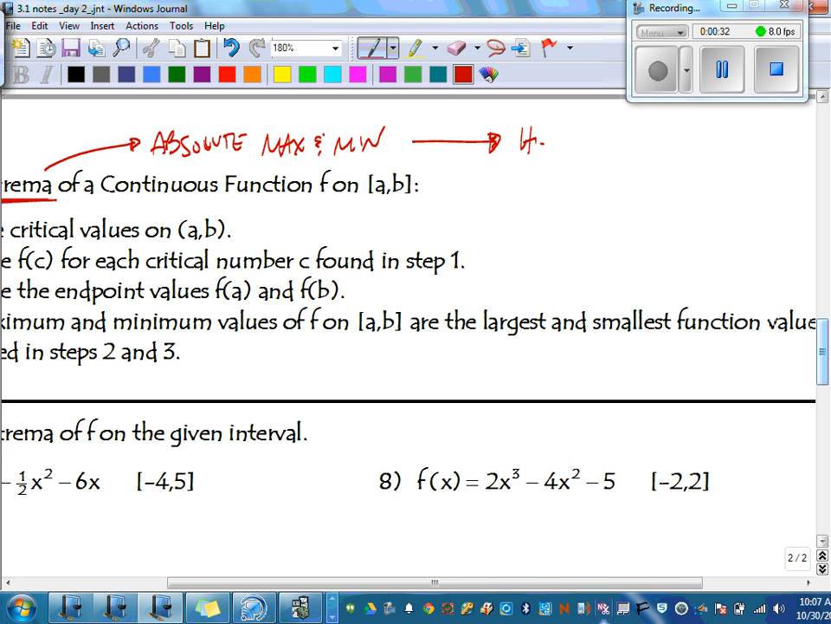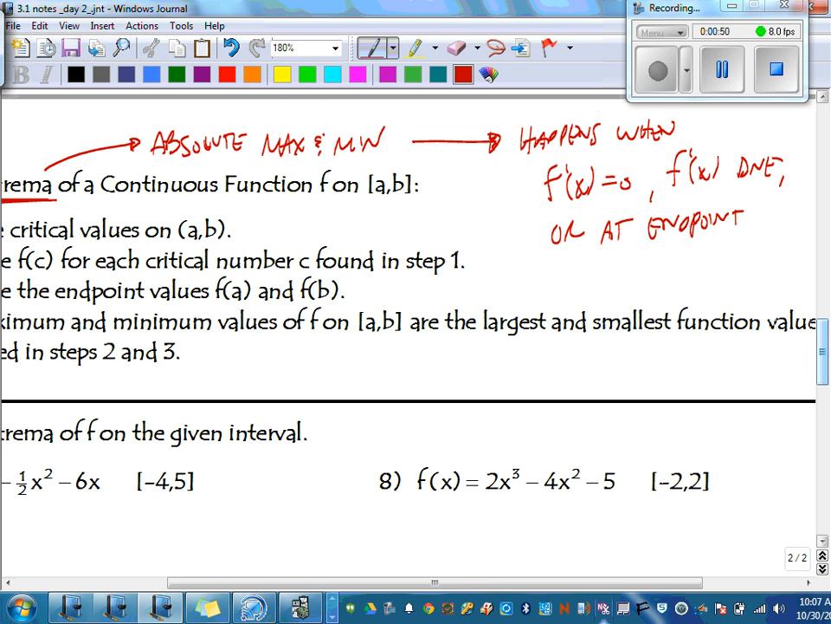It happens when the derivative equals 0, derivative does not exist, or at the endpoints. Those are the only types of points that could be absolute maxes and absolute mins. When the derivative is 0, derivative does not exist, or it could happen at the endpoints for an absolute max or min.